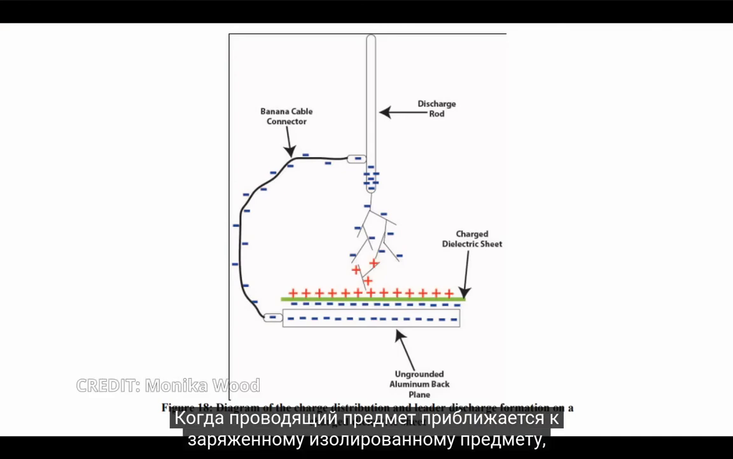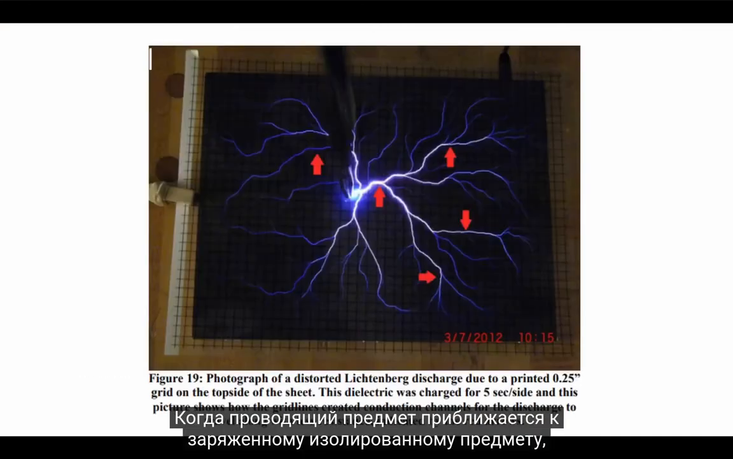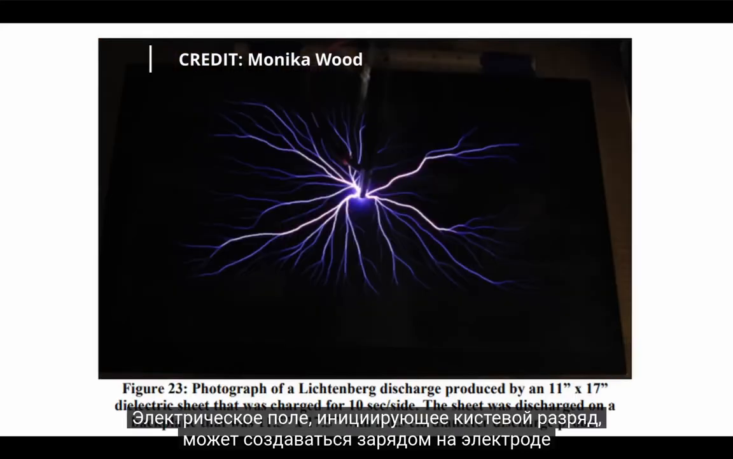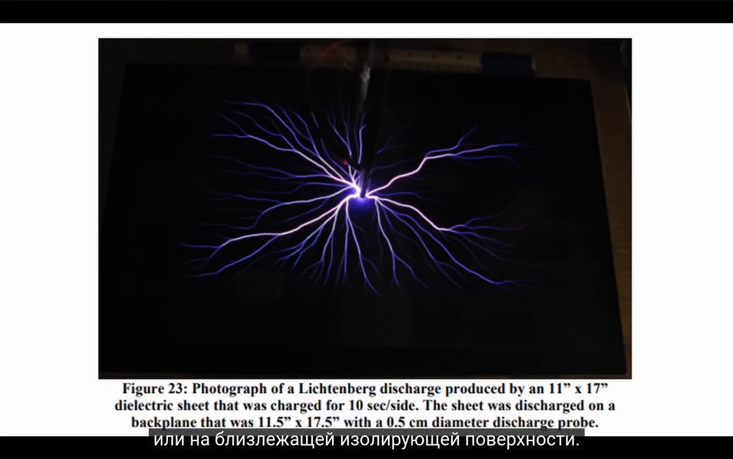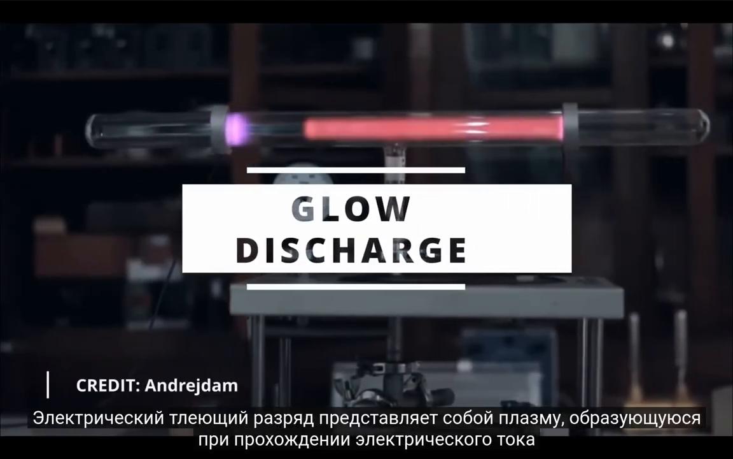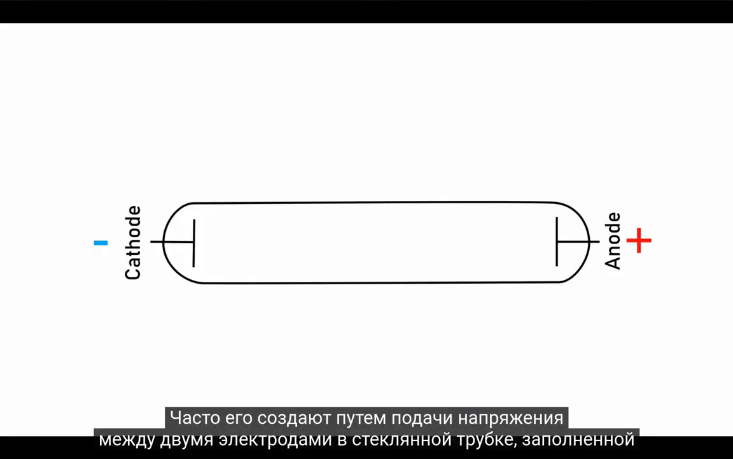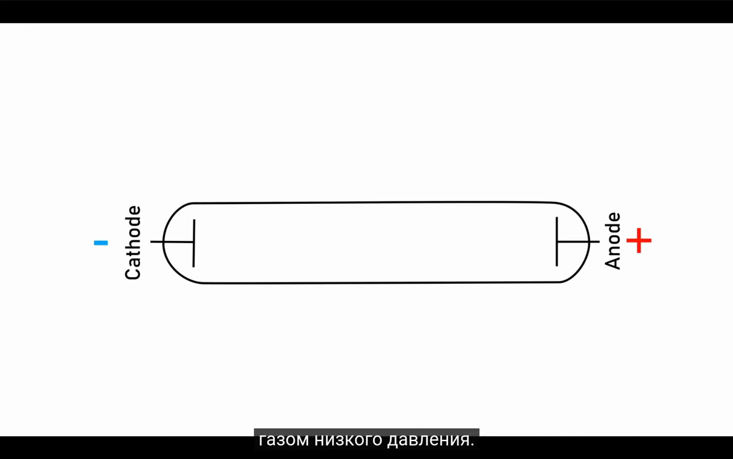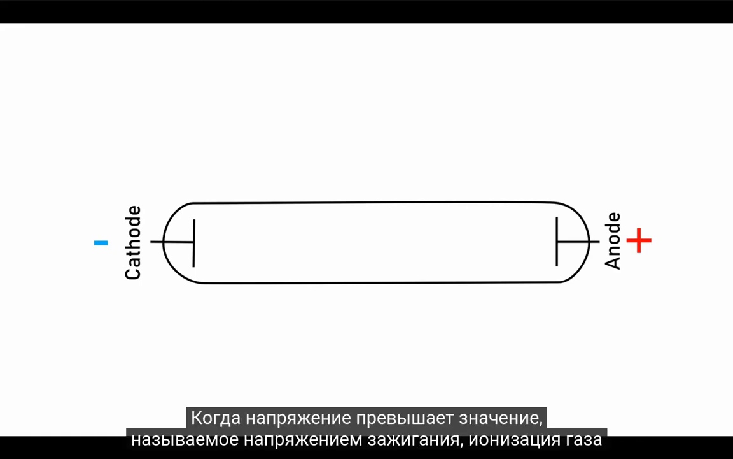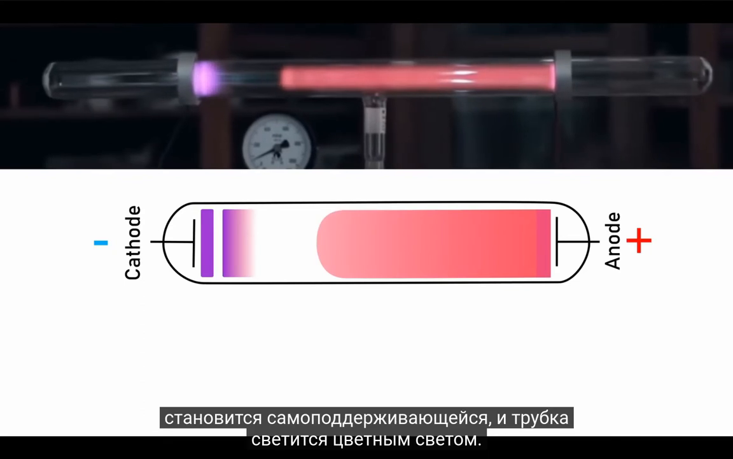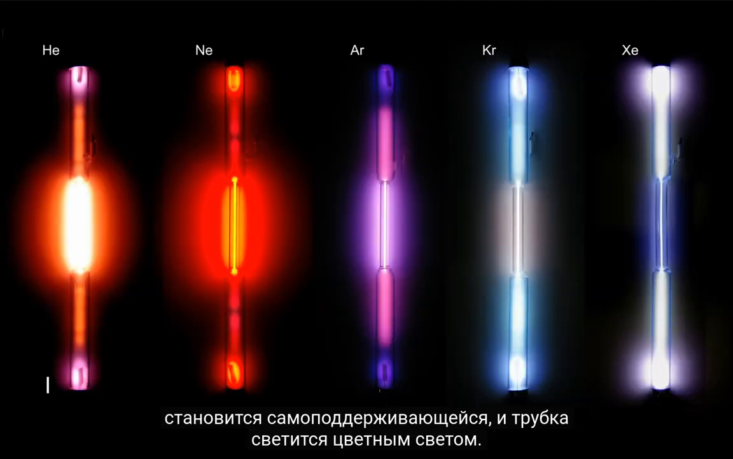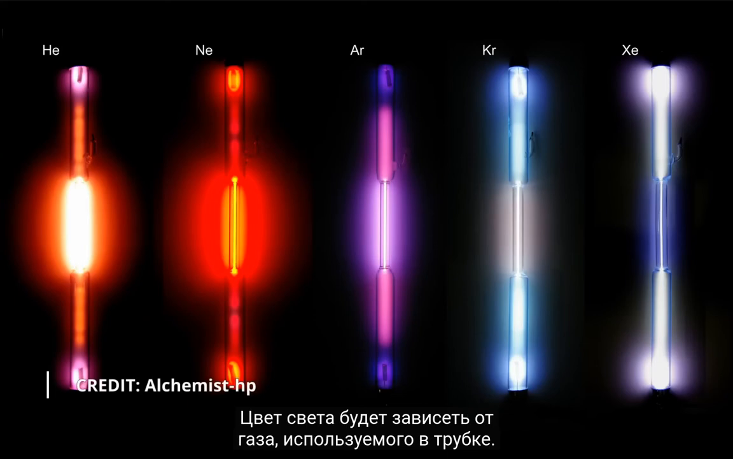When a conductive object is brought near a charged insulated object, a brush discharge can occur. The electric field to initiate a brush discharge can be generated by charge on the electrode or on a nearby insulating surface. Electric glow discharge is a plasma formed by the passage of an electric current through a gas. Often it is created by applying a voltage between two electrodes in a gas tube filled with a low pressure gas. When the voltage exceeds a value referred to as the striking voltage, the gas ionization becomes self-sustaining, and the tube glows with a coloured light. The colour of the light will depend on the gas used in the tube.